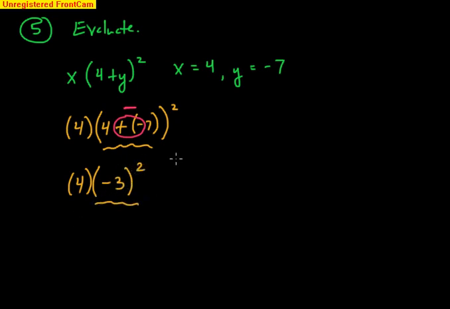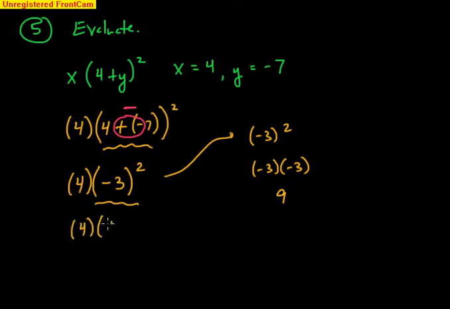Now we do the exponent first. So I'll do it over here. Negative 3 squared, again, is negative 3 times negative 3. Because of the parentheses, you bring the negative. 2 negatives is a positive, and 3 times 3 is 9. So the 4 is here. The negative 3 squared is a 9 here, and 4 times 9 is 36. Done.